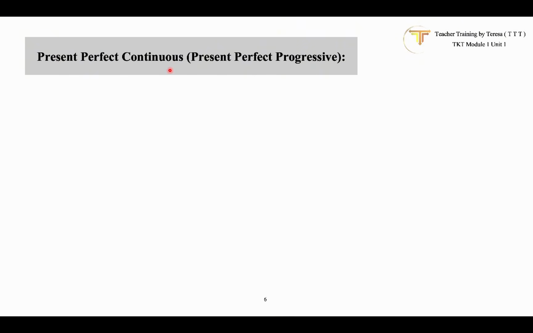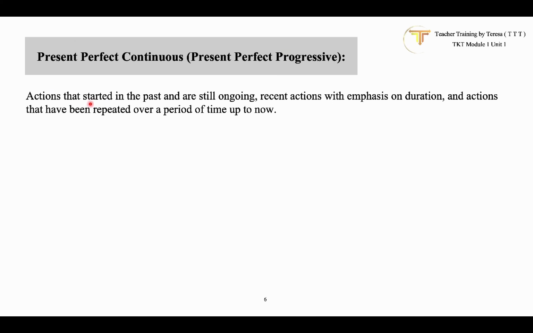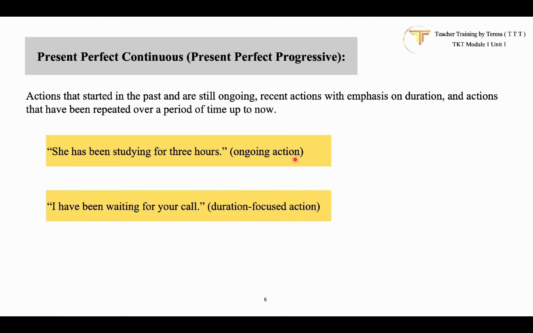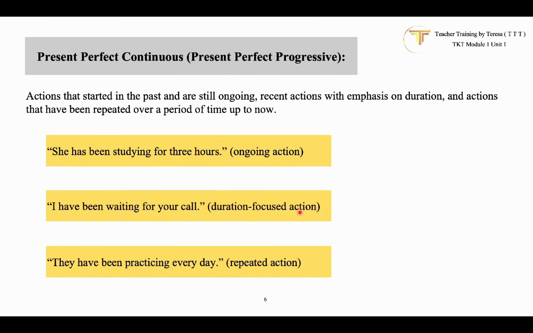Present perfect continuous, or present perfect progressive, describes actions that started in the past and are still ongoing, recent actions with emphasis on duration, and actions that have been repeated over a period of time up to now. Examples. She has been studying for 3 hours. Ongoing action. I have been waiting for your call. Duration-focused action. They have been practicing every day.